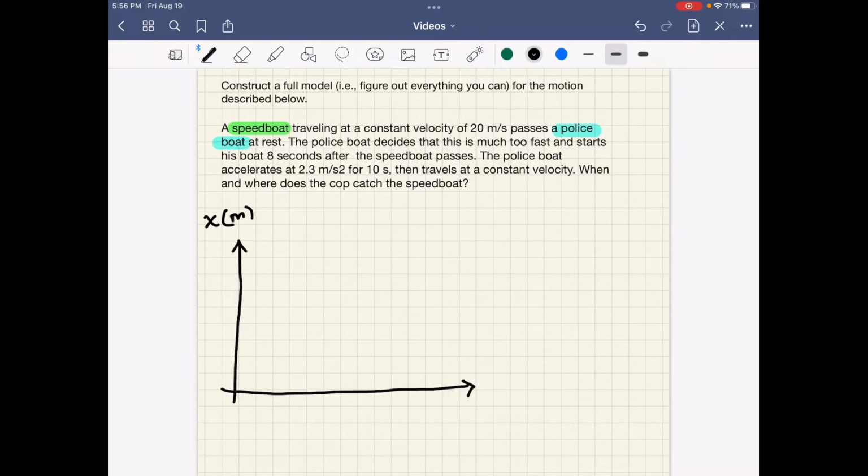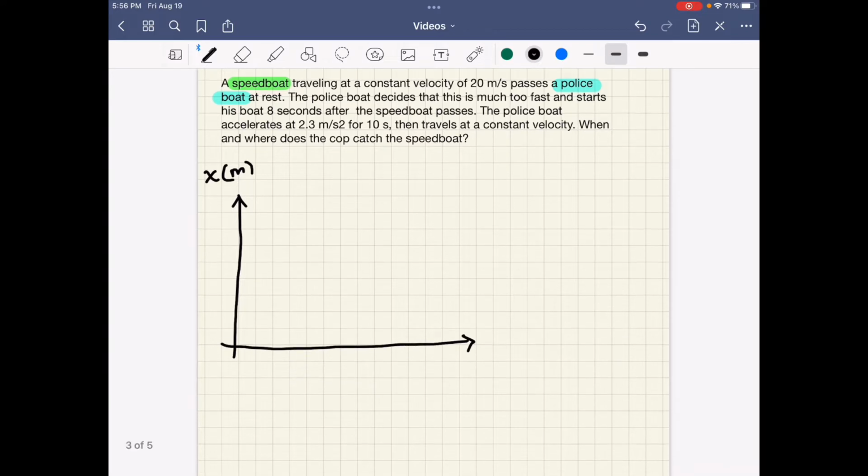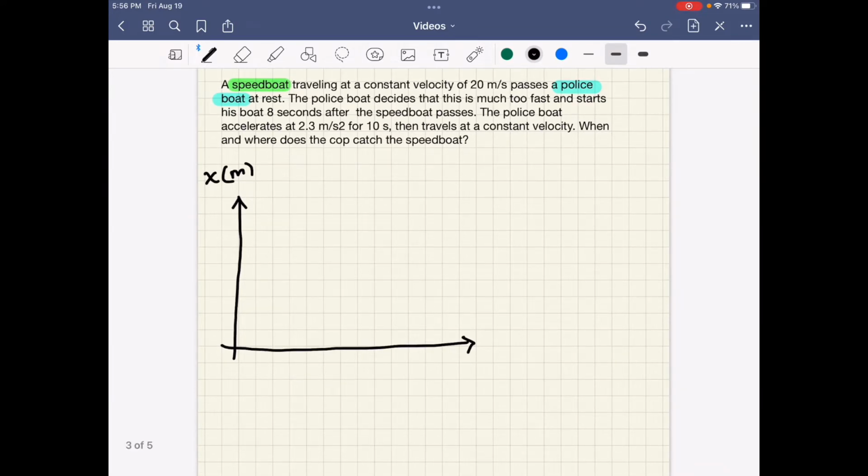Now, we do have information about time, right? And if you think about it, let's say we call this 8 seconds, right? Because there's 8 seconds. And we call this one 18 seconds. That could help us, but still we don't know what's happening here on the vertical axis, on the position axis. So we really can't build a graph.